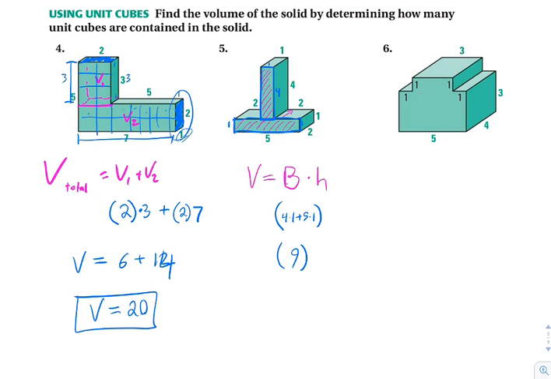And then I'm going to say, well, what's the height of this? And this is where a lot of people make a mistake. They go, oh, top to bottom, 6. But that's not the height of a prism. The height of a prism is from one base to the other.